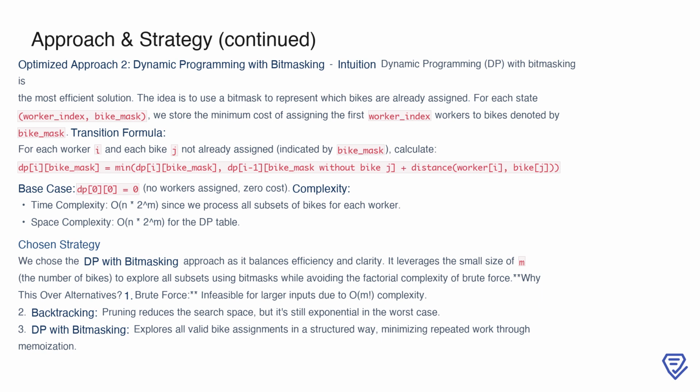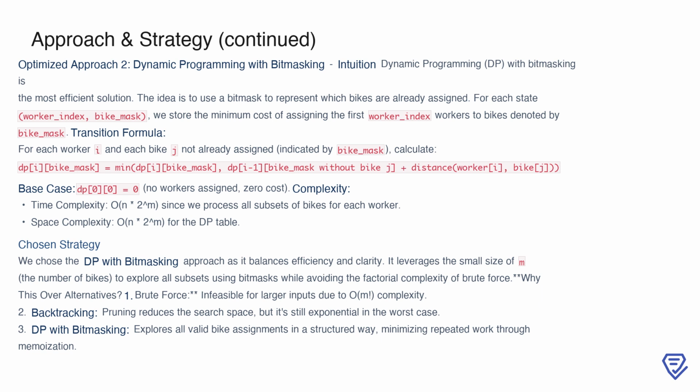To address these limitations, we turn to a more efficient solution: dynamic programming with bit masking. This approach uses a bit mask to represent which bikes are already assigned, allowing us to systematically track and evaluate different combinations. For any given state, defined by a pair, worker_index, bike_mask, we store the minimum cost of assigning the first worker_index workers to the bikes indicated by bike_mask.